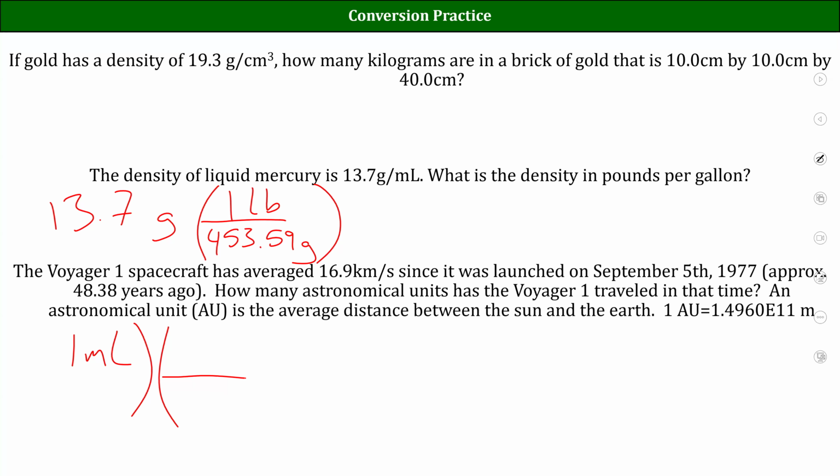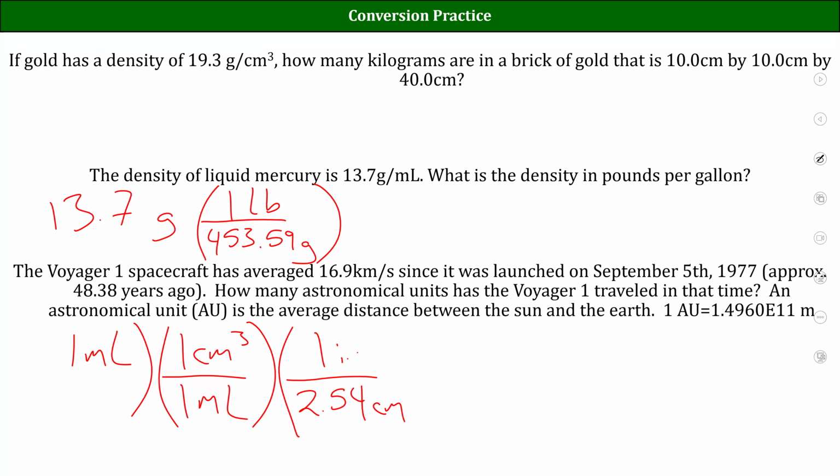So I can say 1 milliliter is 1 cubic centimeter. I'm going to write that in, even though mathematically that doesn't change anything, right? We're multiplying by 1 over 1. But then I can say, okay, well, 2.54 centimeters is 1 inch. We've got to do that 3 times because it's centimeters cubed. So we're going to cube that whole conversion.